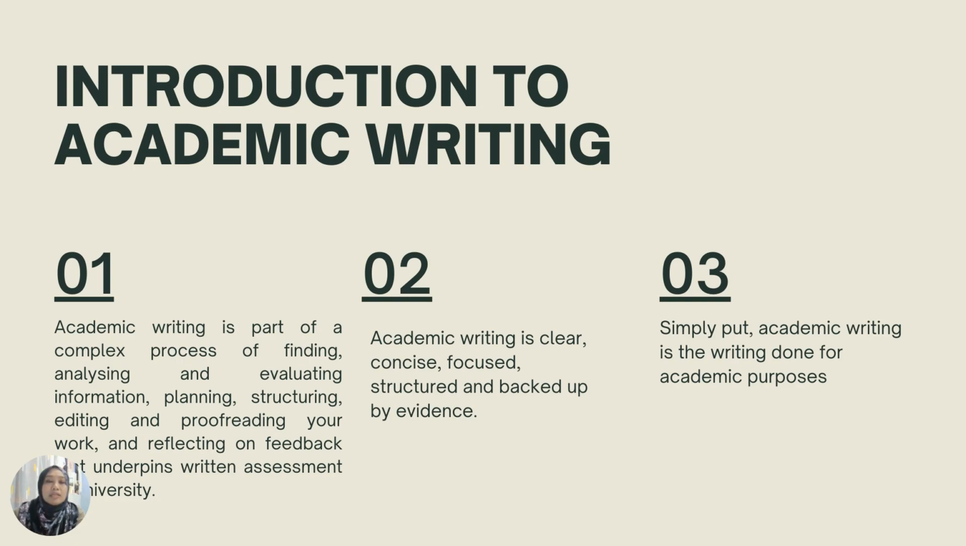So I have listed here, for example, academic writing is part of a complex process of finding, analyzing, and evaluating information. At the same time, you'll need to plan, structure, edit, and proofread your work and reflect on the feedback that underpins written assessments at the university. One thing that you should know is that academic writing is clear, concise, focused, structured, and backed up by evidence. So in simple words, we can say academic writing is actually the writing done for academic purposes.